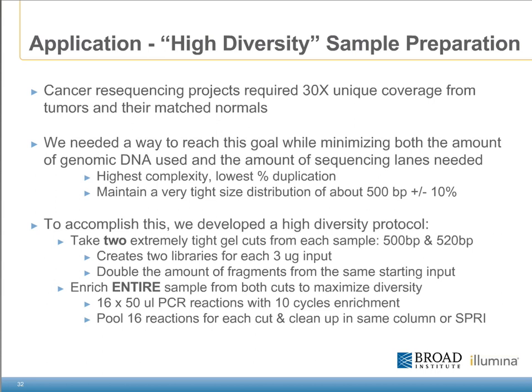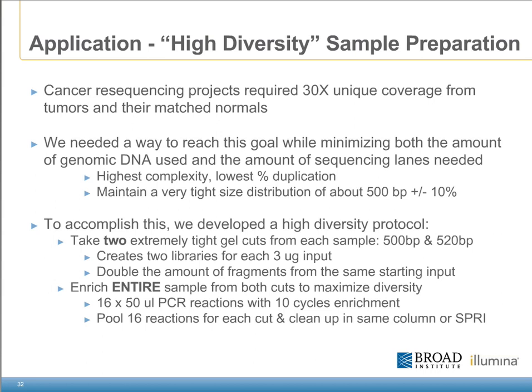So what we do is we shear our DNA to about 400 base pair, and then on the gel, take 2 extremely tight gel cuts from each sample. We take one that's 500 base pair to 520 base pair, and then one that's right above it that's 520 to about 540 base pair. And what this does is it creates 2 libraries from every 3 microgram genomic DNA input. So we're basically doubling the amount of information we can get from one input.